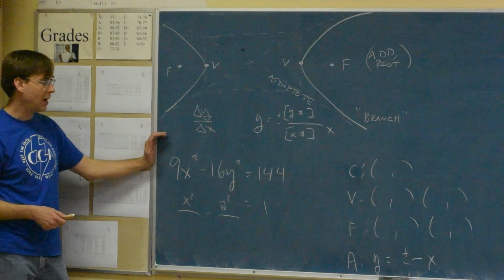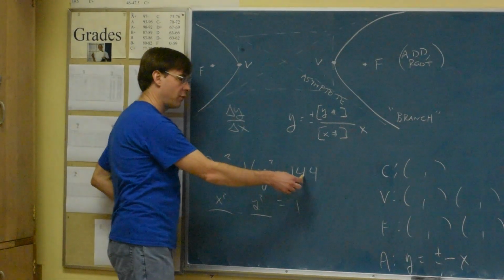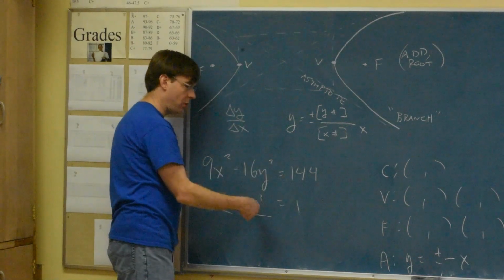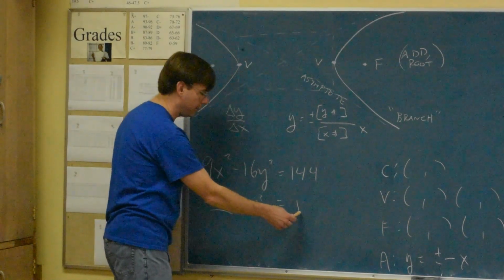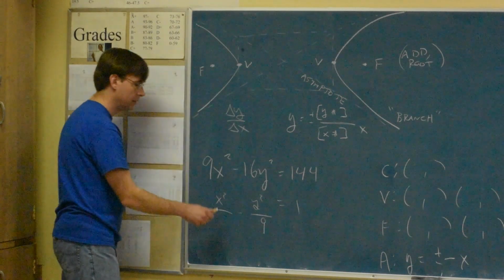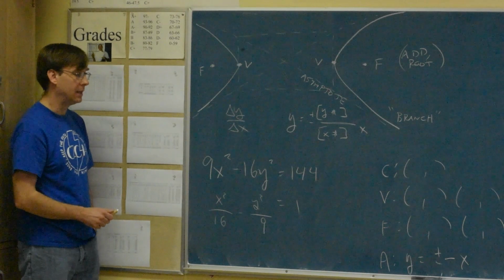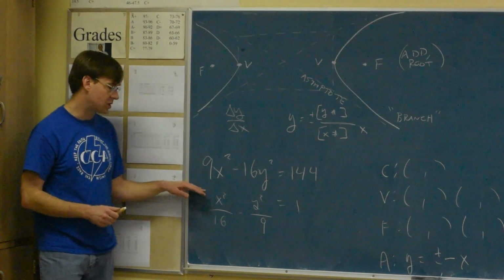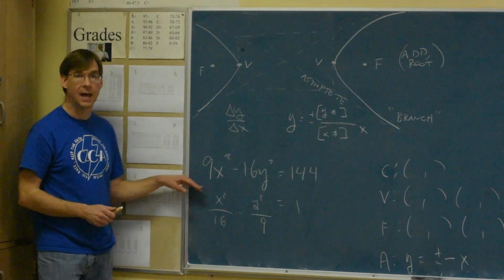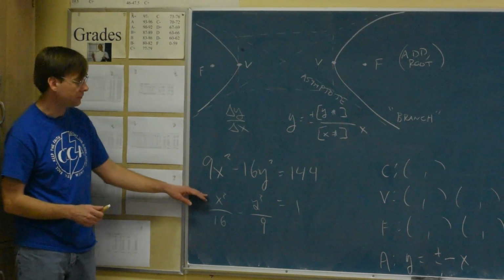So if they don't give you the question that way, you'll have to do the same process. If this equals 144, divide everything by 144, that gets us a 1. 16 into 144 is a 9. 9 divided by 144 would be a 16. This question is going to be dominated by the x because the x is first. The first number will be the dominant number for the question.